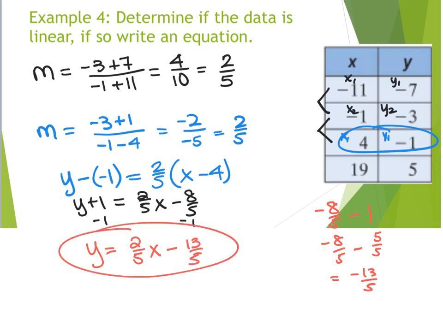This is the equation of my linear line that passes through these coordinate points right here.